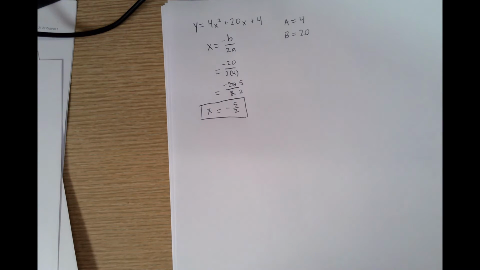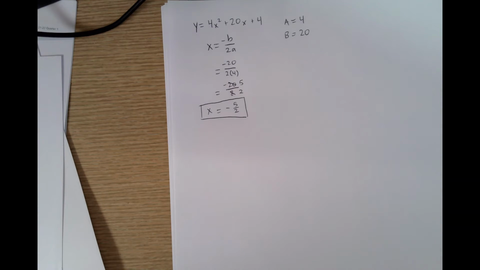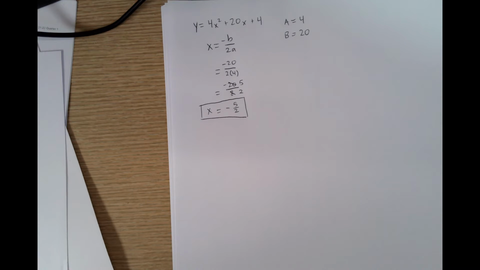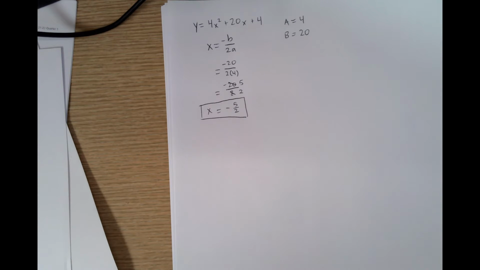Okay, so the second problem says, describe the transformations, graph the following equation by plotting at least 5 points, including the vertex. So when they're asking us to do so, they're asking us to plot the graph based on the transformation.